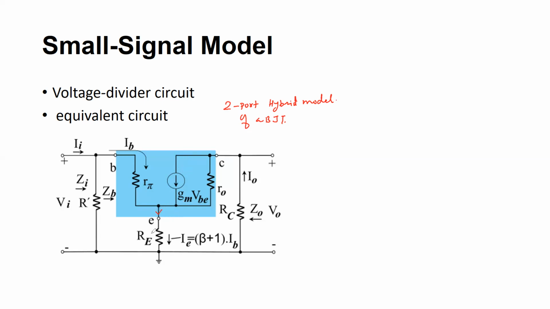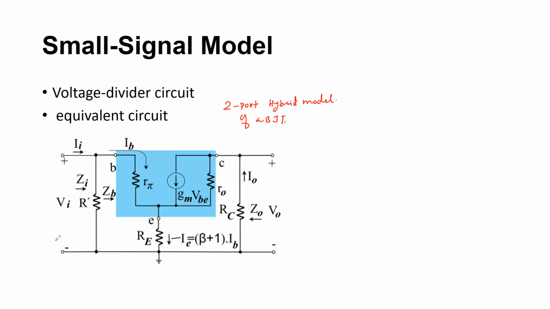Then there is a current that flows through the resistor RE. This is called the emitter degeneration resistance, which we have seen in the BJT circuit, and the value of it is given by IE is equal to IC plus IB, where IC is beta times IB. If you expand this equation further, then IE can be written as beta times IB plus IB. And this is a load connected to the collector terminal of the BJT.